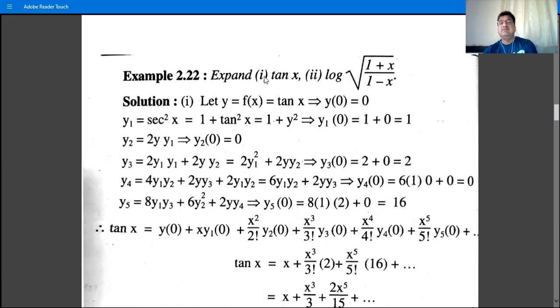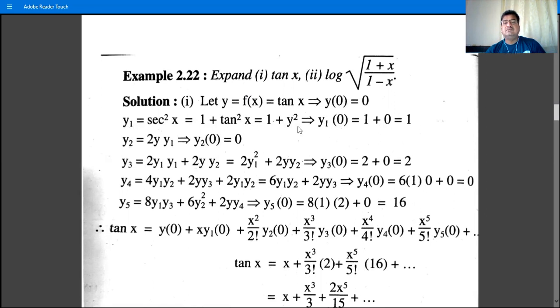Okay, so y or f(x) is tan x, the given function, and then find its derivatives f dash x, f double dash x, f triple dash x, and find their values at 0. Either denote y or f, so the value at 0 is tan 0, which is 0. Then f dash x, that is y1, is sec square x, and sec square x is 1 plus tan square x. Tan x is y, so it is 1 plus y square. And then the value at 0 is 1 plus tan 0. Tan 0 is 0, so 1.